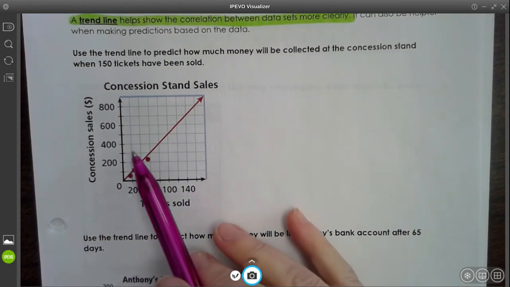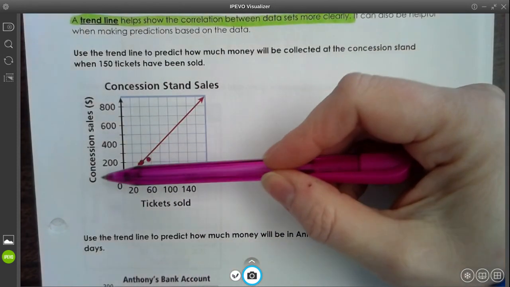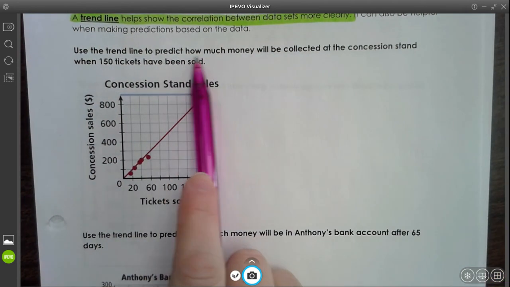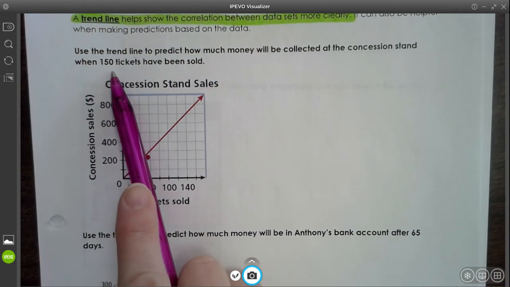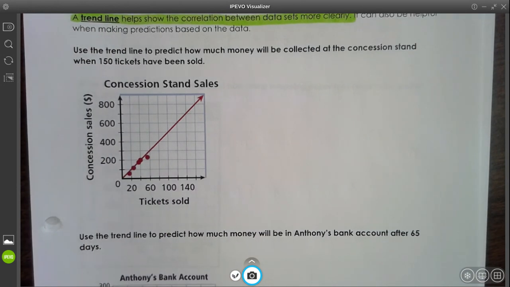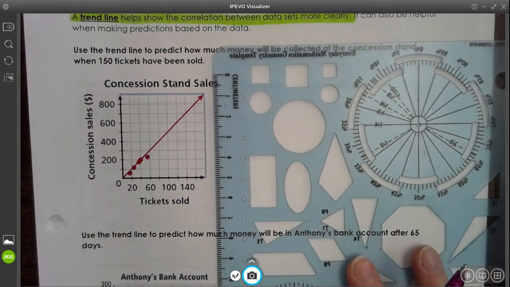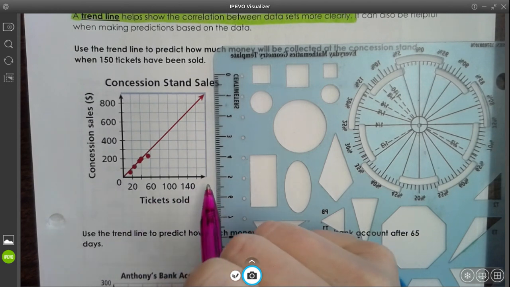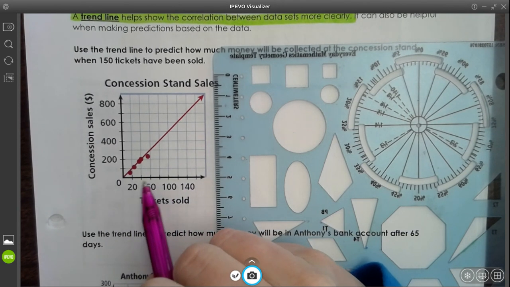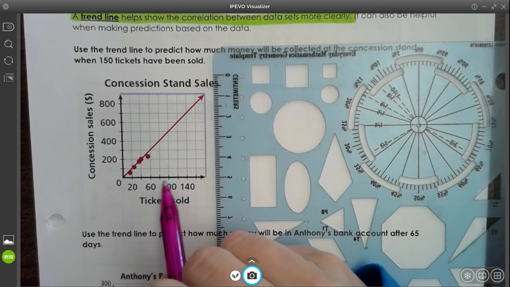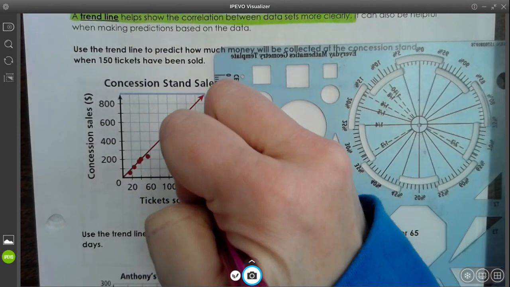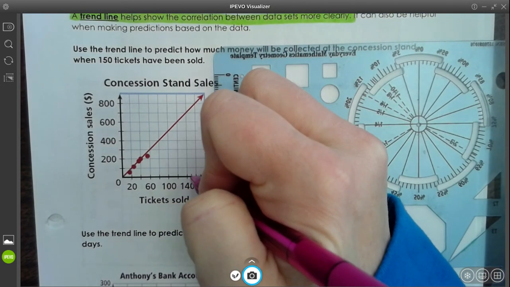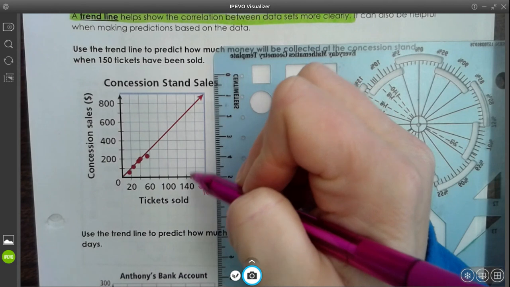Here we have tickets sold across the bottom and concession sales in dollars going up the side. We're going to use it to predict how much money will be collected when 150 tickets have been sold. For this, I'm going to be using a straight edge, and I'm going to find 150 tickets sold here. You can see that we're counting by 20s: 20, 40, 60, 80, 100. So this right here is going to be 160. So 150 is going to be about here on the x-axis.